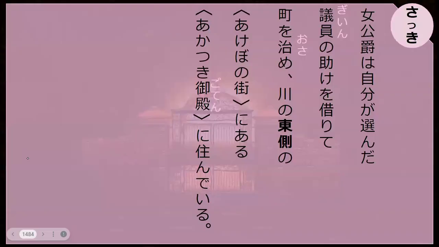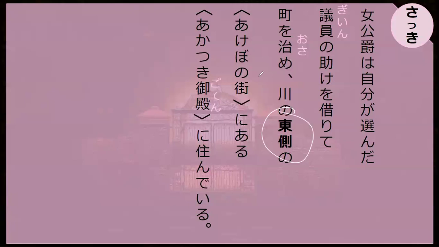I'm going to get there very soon, as soon as a word loads. Okay, can you read this word for me? This one is the eastern bank. Higashi, and then the sai is gawa. Higashigawa.